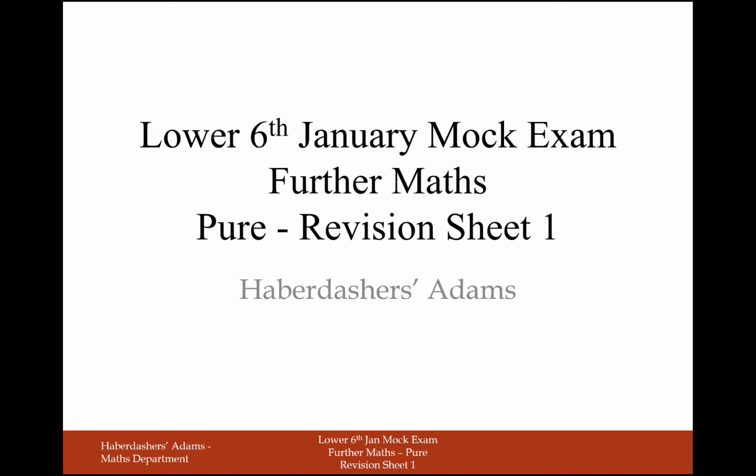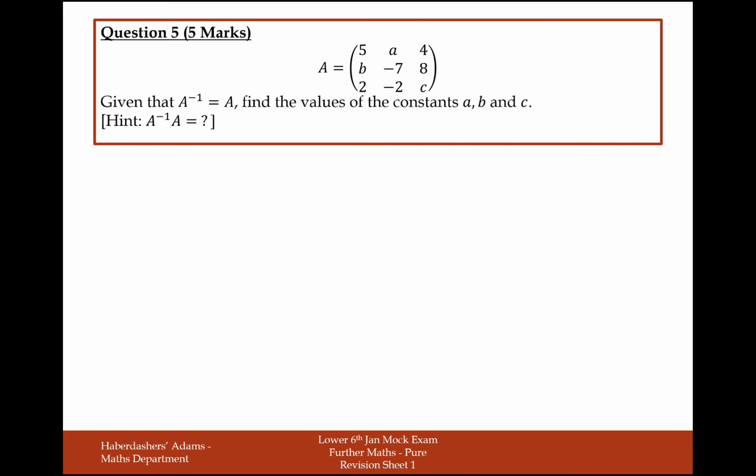Hello there and welcome to question 5 from revision sheet 1. So here we have a 3 by 3 matrix A: 5, a, 4; b, minus 7, 8; 2, minus 2, c. And the question is, given that A inverse is equal to A, so it's a self-inverting matrix, the inverse is itself, find the values of the constants a, b and c.